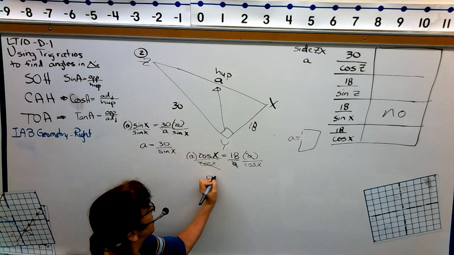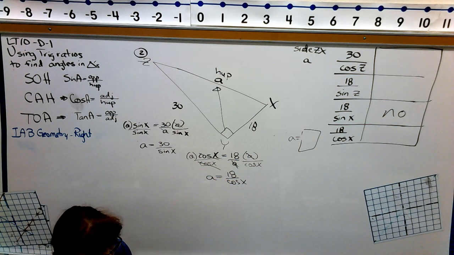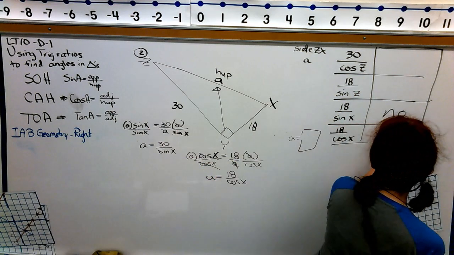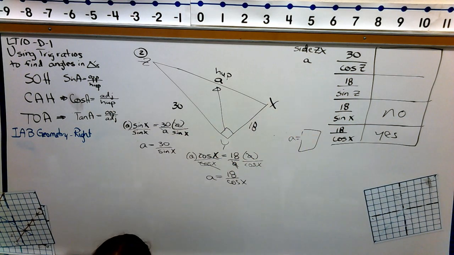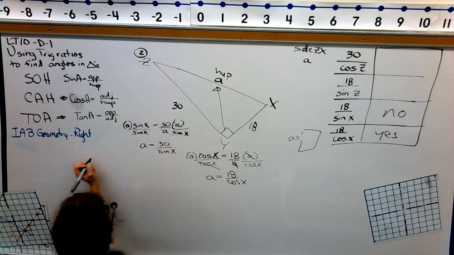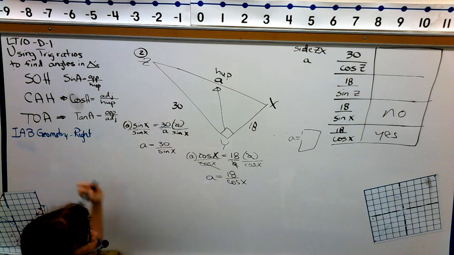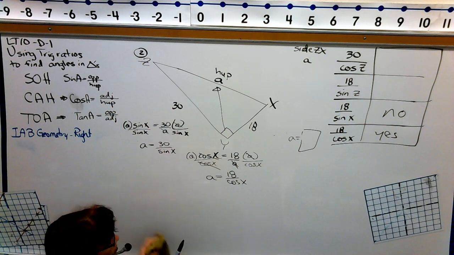The others were involving Z. Let's see. So if I'm standing here at Z, I'm running out of room a little bit. Let me write here. If I'm standing there at Z, what's the sine of Z? What's opposite me? 18 is, right? So 18 over A.